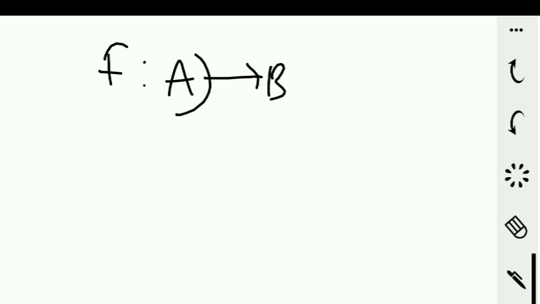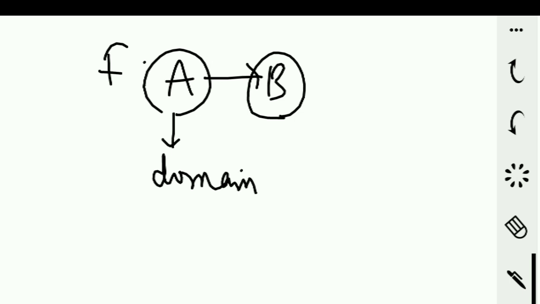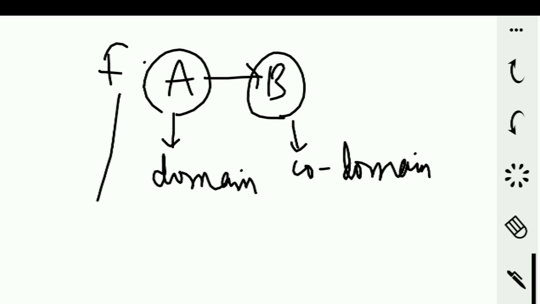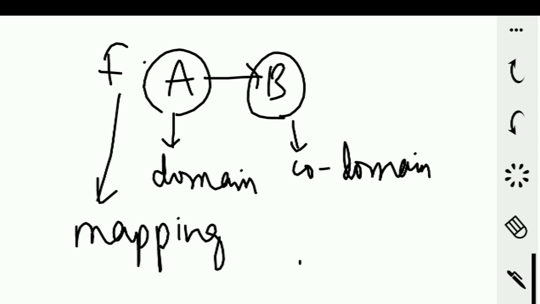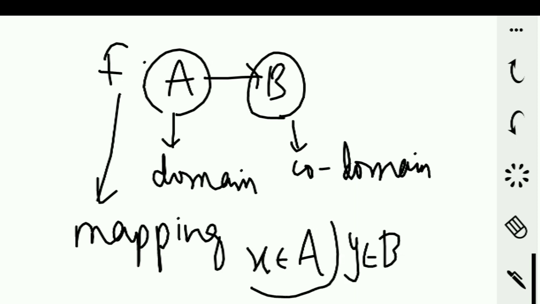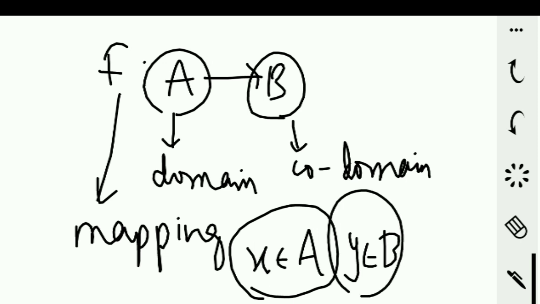Let's start functions. So a function is given like this, f from A to B. This is your first set and this is your second set. This first set is called the domain and this second set is called the codomain. Your function is also called a mapping, because you are mapping the set A elements with the set B elements. Let x belong to A and y belong to B. This means that we have named A elements as x, and x belongs to A means this x is in set A, and y belongs to B means this y is in set B.